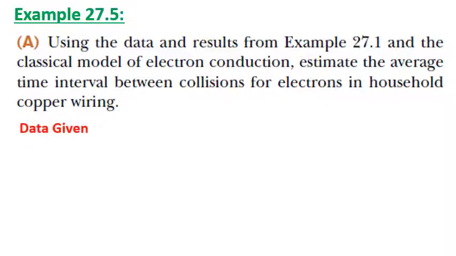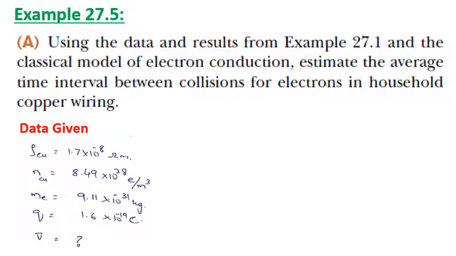So what we require over here is the data that is given. This is taken from example 27.1. The resistivity of copper, which is 1.7 into 10 to the power minus 8 ohm meter. Then we have the number of charge carriers, that again from example 27.1, which is 8.49 into 10 raised to the power 28 electrons per meter cube. Mass of electron is 9.11 into 10 to the power minus 31 kilograms, and charge on electron is 1.6 into 10 to the power minus 19 coulombs.